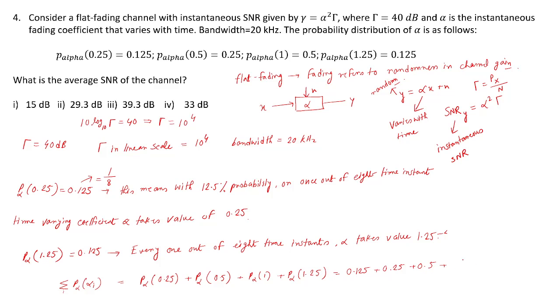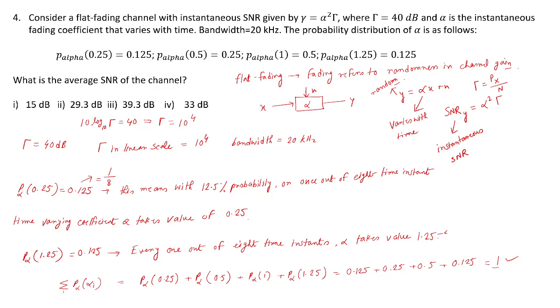Once we are confirmed this is a valid probability distribution, we will proceed to compute the average SNR. And you can see this comes out to be 1, so it's a valid probability distribution. Now how do we find average SNR? In practice alpha is a time varying coefficient which can take as many values as possible, but here the probability distribution of alpha is given to be discrete. That means alpha can take one of these 4 values, that is 0.25, 0.5, 1 or 1.25.